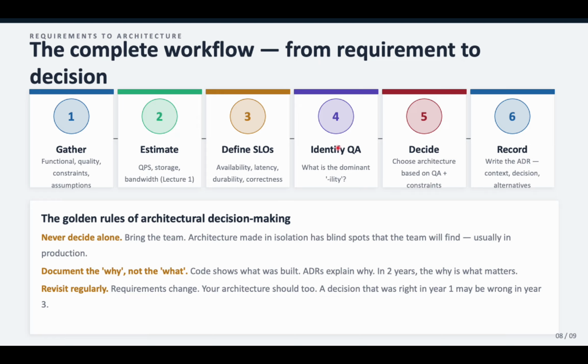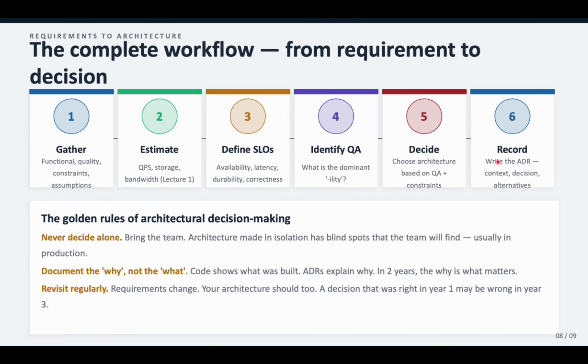And then we have step number 5, which is decide. Apply the 5-question framework. What is the read-write ratio? What is the data structure? What is the failure tolerance? And what is the team capability? So let the answers drive your technology choice.